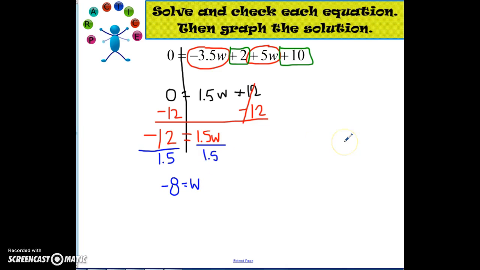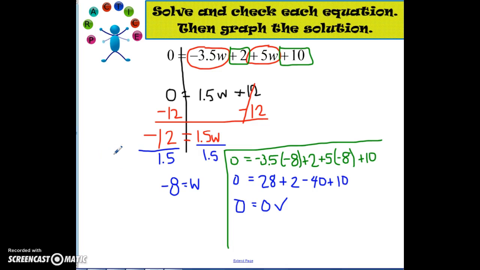You also have a place on your handout to do a check. So you're going to replace the W in the equation with our answer, which was negative 8. So go ahead and pause the video to do your check. And then when you play again, the check will appear for you so you can see how you did. So I hope your check looks similar to my check.